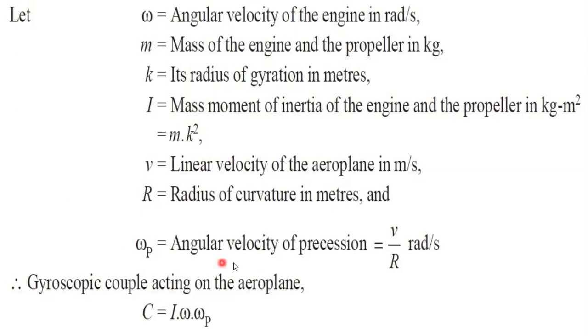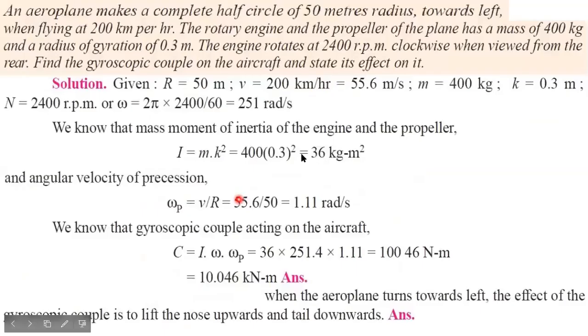Omega P is the angular velocity of precession. So the formula is V divided by R. These things we already saw in ships also. Unit is radian per second. This is the formula for the gyroscopic couple acting on the aeroplane. So C is equal to I omega omega P. Omega P is the angular velocity of precession, omega is the angular velocity of the propeller, and I is the mass moment of inertia. So this is the basic problem.